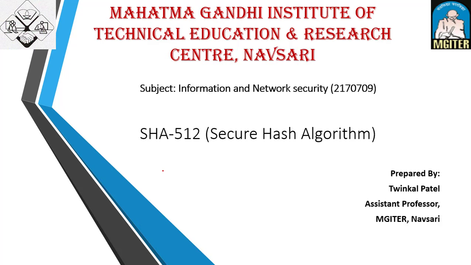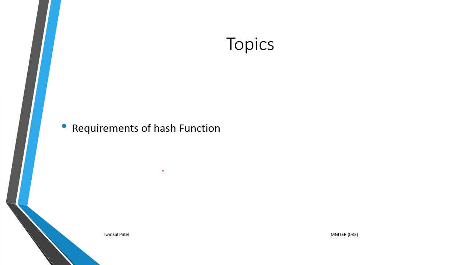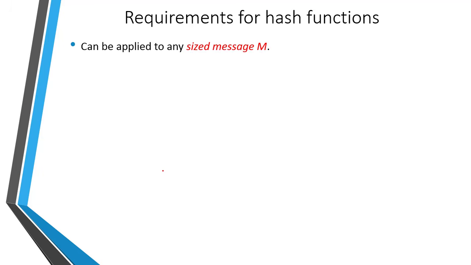This video lecture is about Secure Hash Algorithm SHA 512. In this video lecture, we will discuss the requirements of the hash function, after that the simple hash function, and after that we will discuss the SHA 512 algorithm, which is a message authentication algorithm. So first of all, we will see what the requirements of the hash function are.